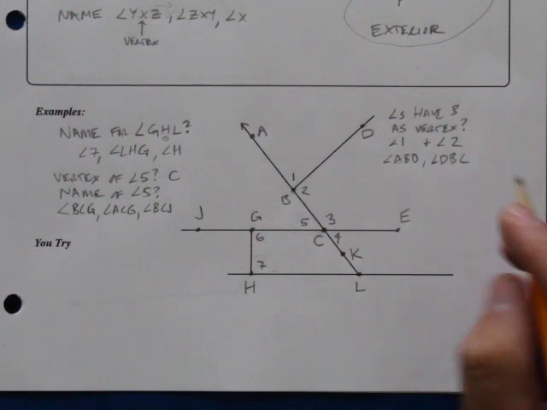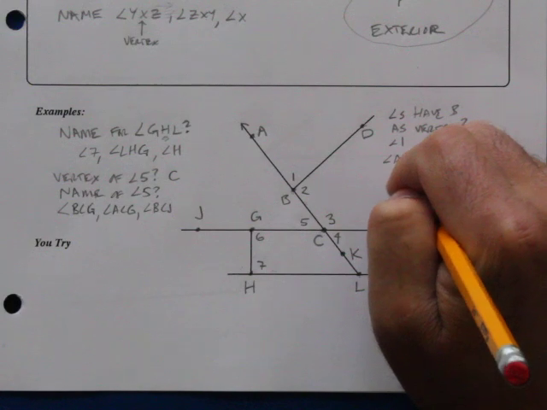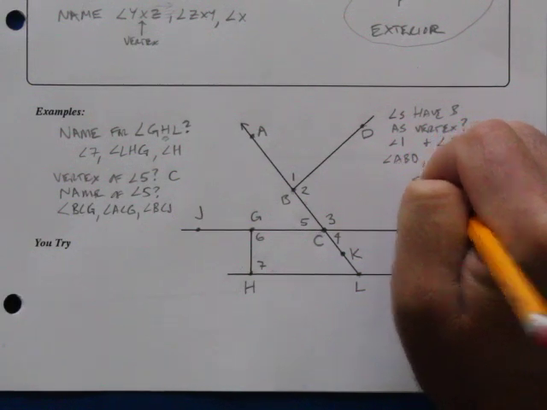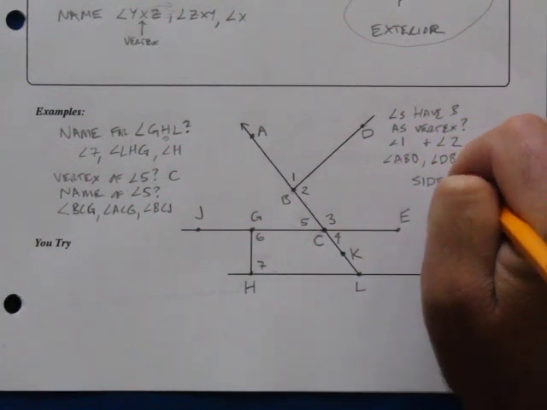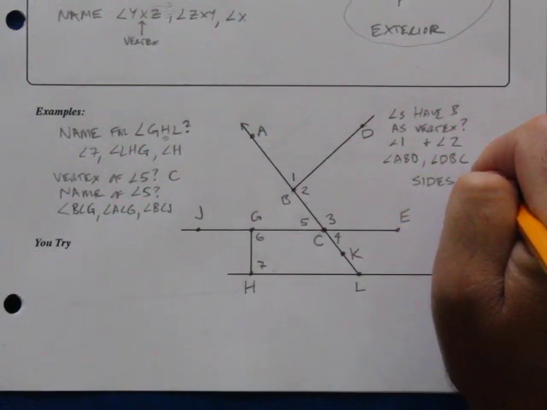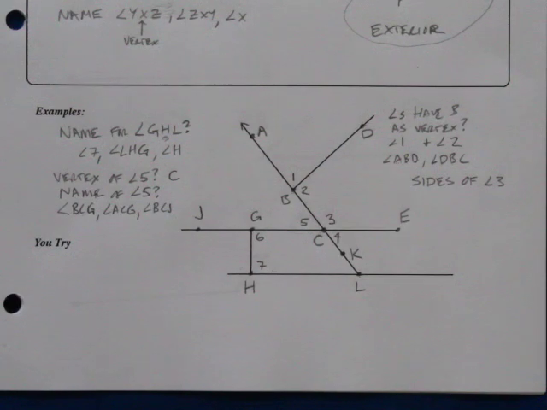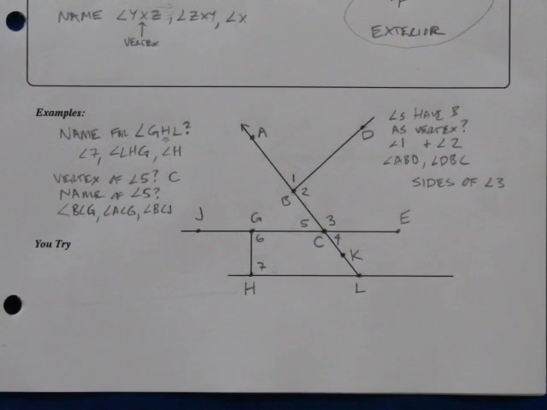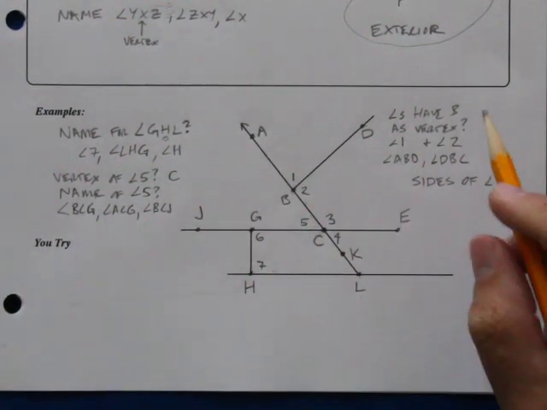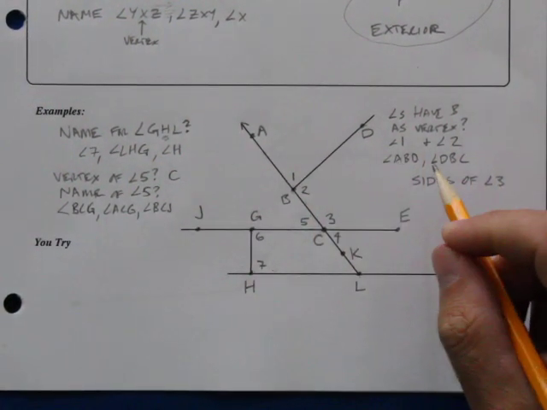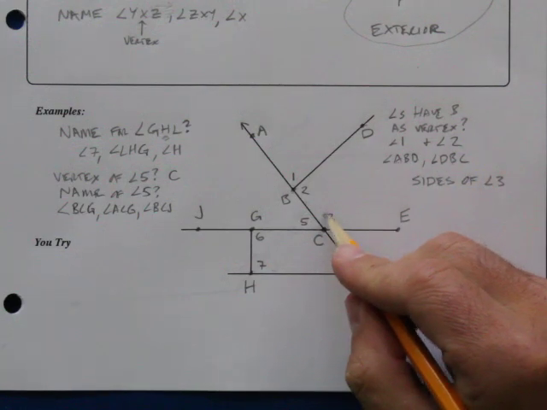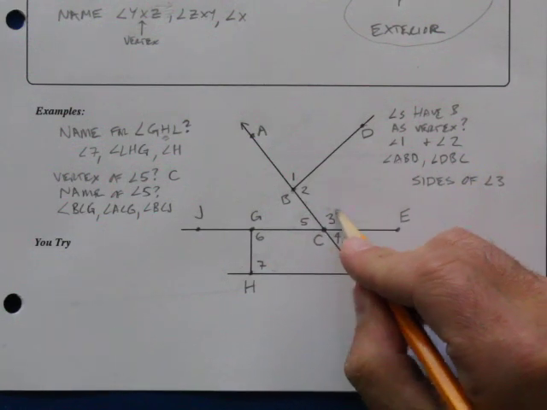Last question I have for you. What are the sides, or name the sides of angle 3? Okay, so find angle 3 and name the sides of that angle. Pause and go. Okay, let's see how you did. Pause and go, that's a funny thing to say. All right, angle 3, that's this one right here.